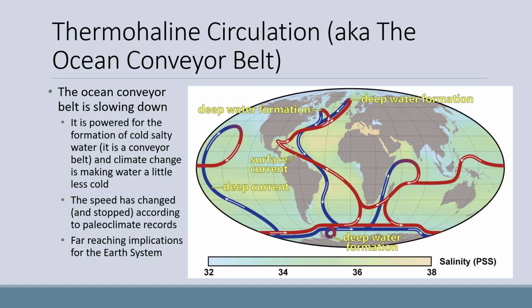Water that upwells will have more CO2, less oxygen, and have a lower pH if it's out of contact with the atmosphere for a longer period of time. Additionally, the formation of deep water helps to remove some CO2 from the atmosphere for a very long period of time. If this happens at a slower rate, then there will be a positive feedback for climate change.